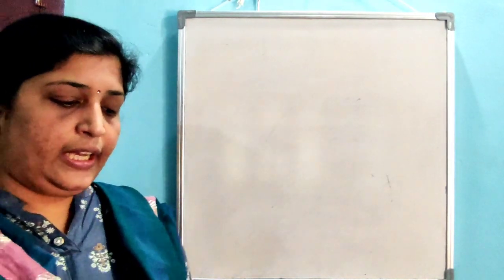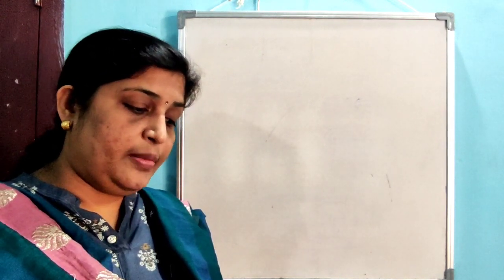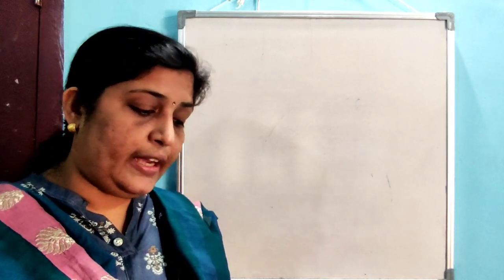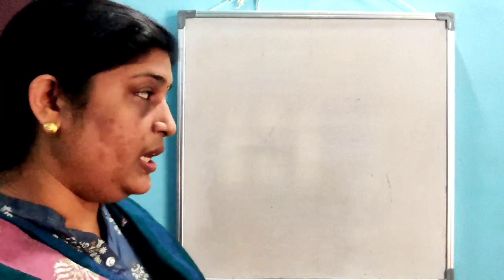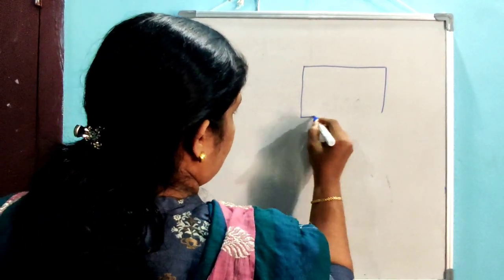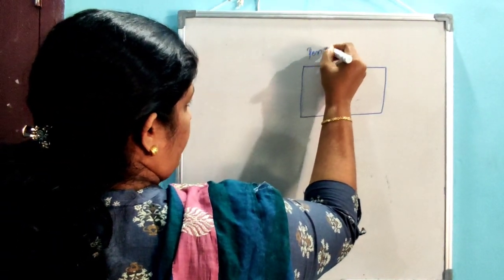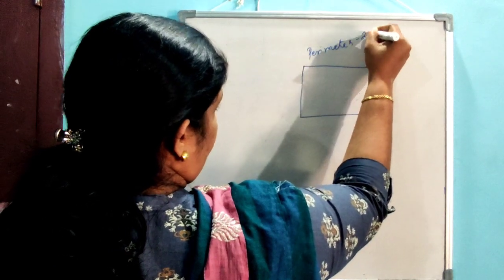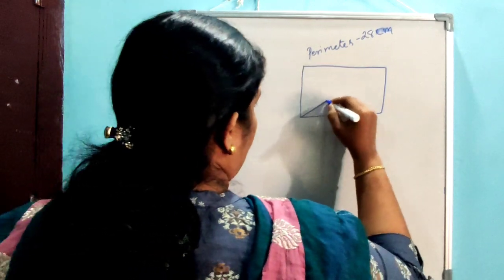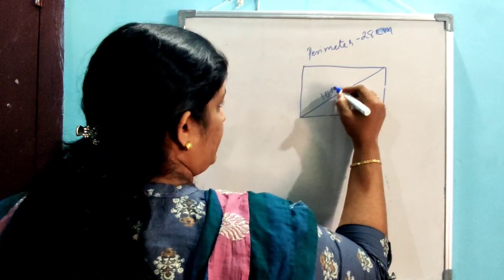Now look at the second part of the very same question. Can a rectangle of diagonal 10 centimeters be made? So this is our rectangle, whose perimeter is 28 centimeter, and we need to check: can we make a rectangle of diagonal 10 centimeter?